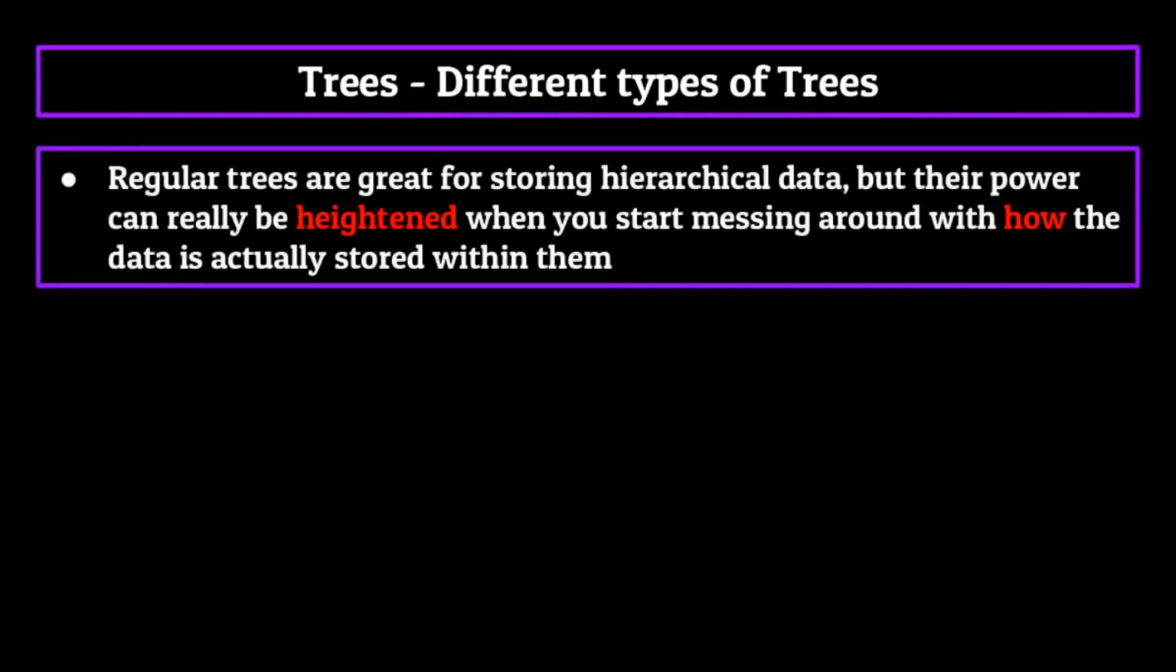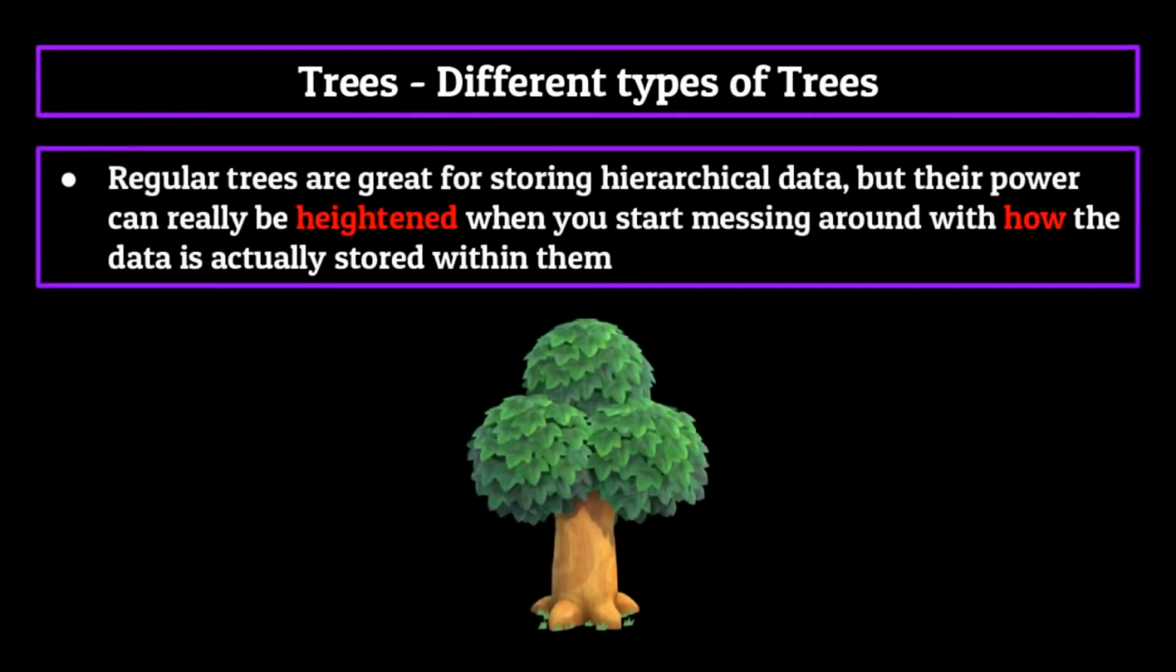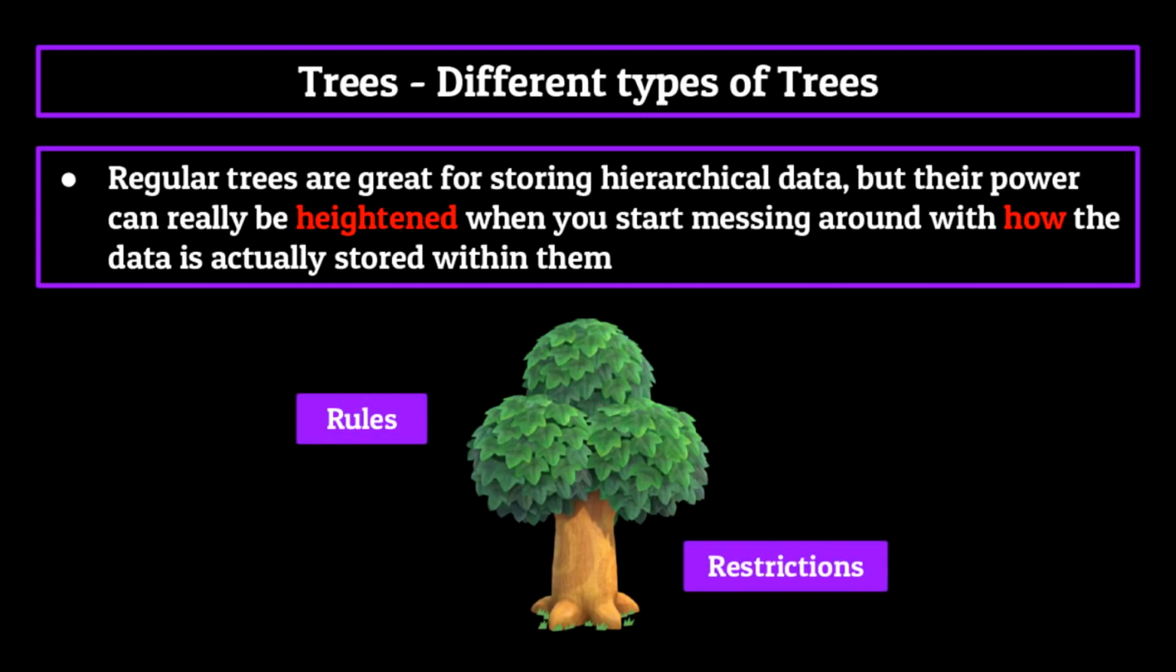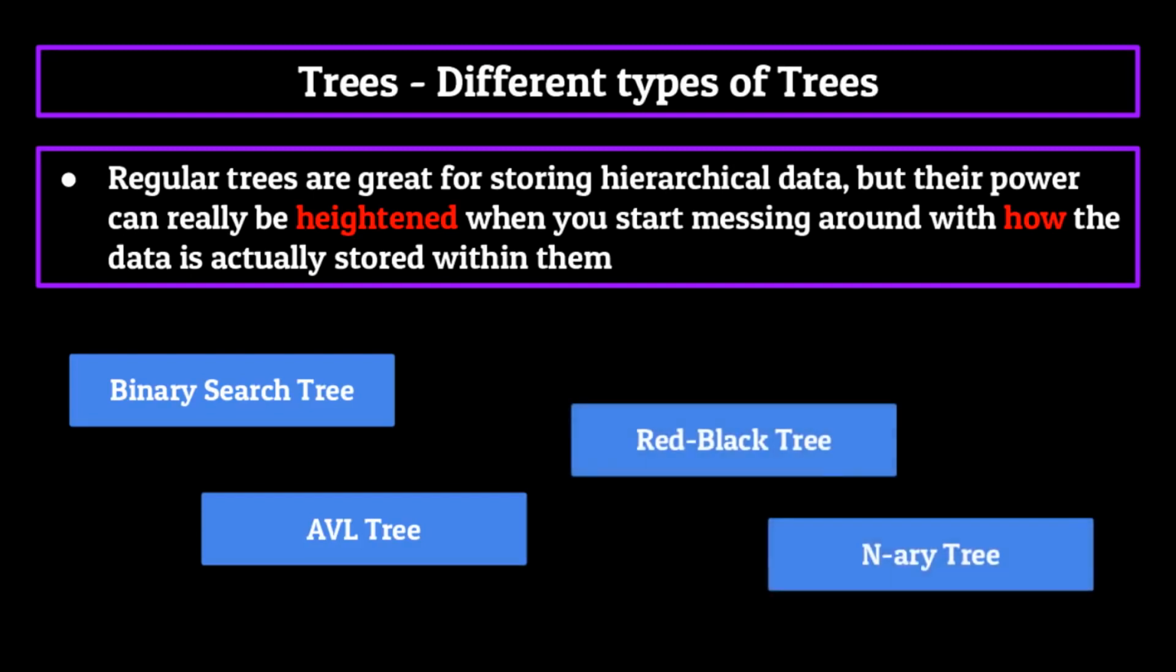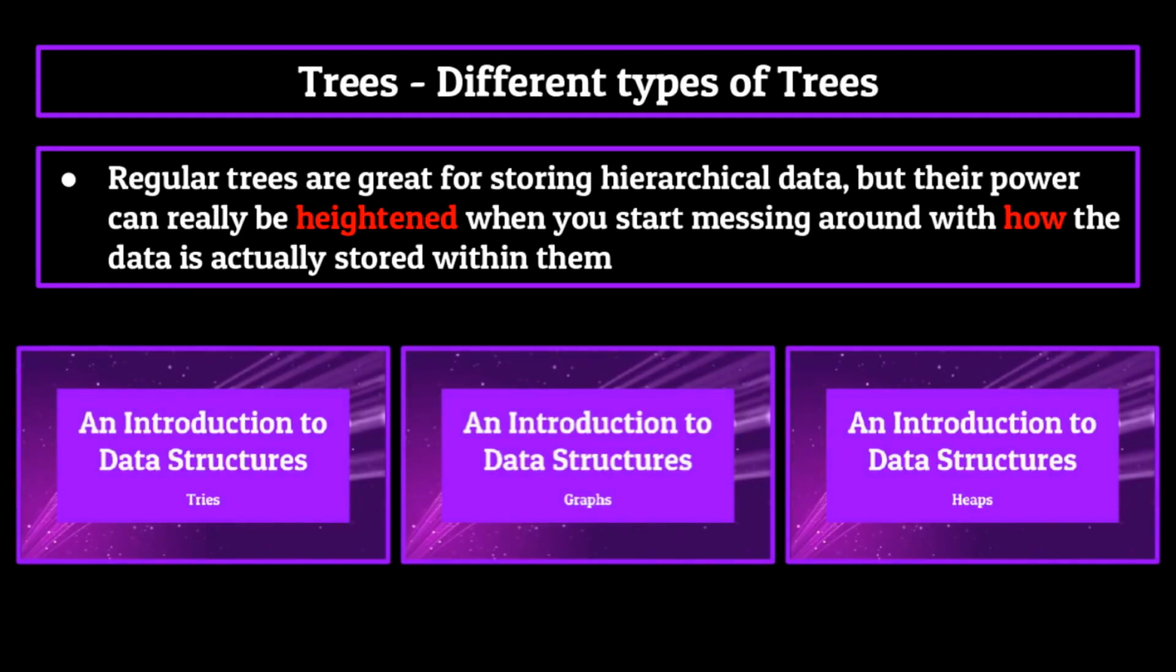Now, regular trees like the ones we just created are great for storing hierarchical data, but their power can really be heightened when you start messing around with how the actual data is stored within them. By imposing rules and restrictions on what type of data is stored within a tree, as well as where, we can effectively use the tree data structure to its full potential. I could talk about the different types of trees for a long time, so long that many of them are full segments in this lecture. But for now, I just want to cover one popular variant.